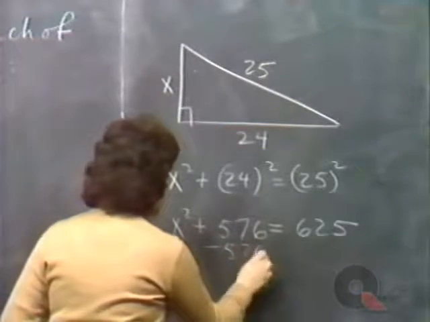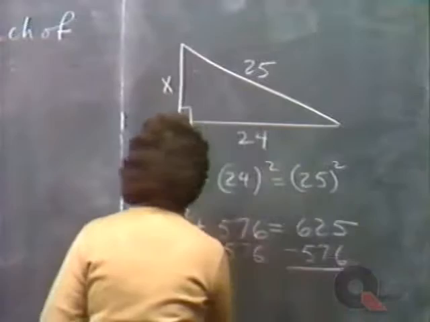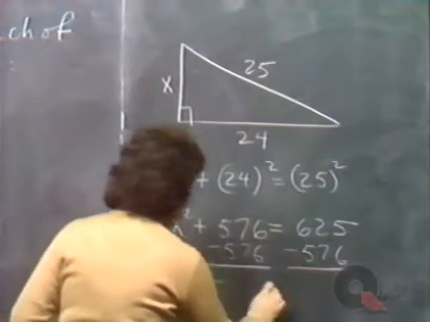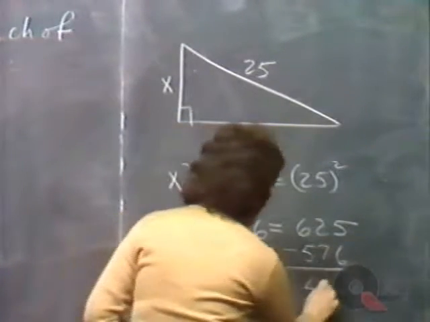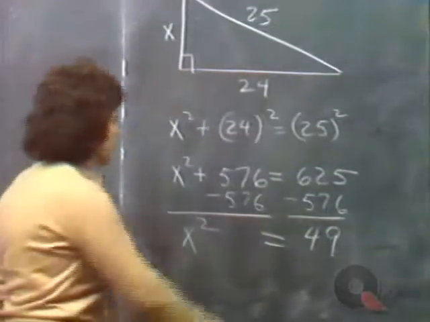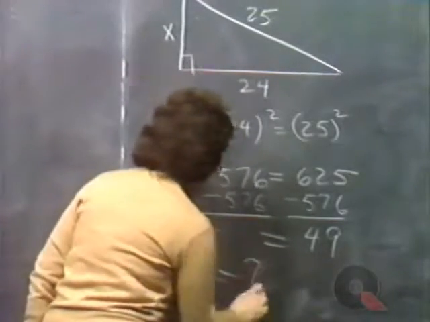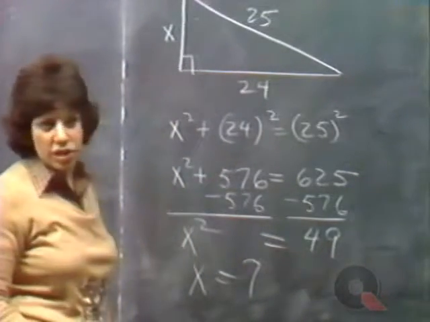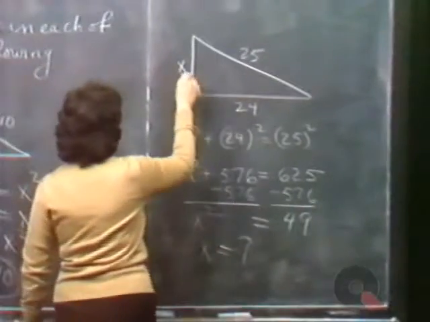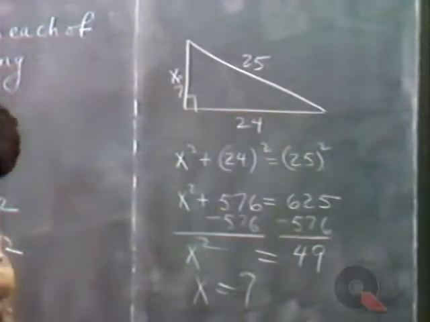Subtracting 576 from both sides, x squared comes out equal to 49. Just do the subtraction. X, therefore, is plus or minus 7, but in this problem, because it's the length of a side, we'll just take x equals 7. Okay, so here, x equals 7. That's our answer.